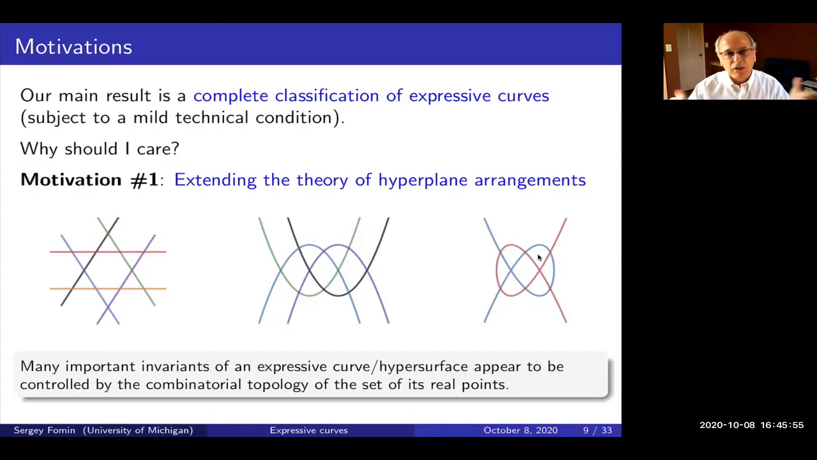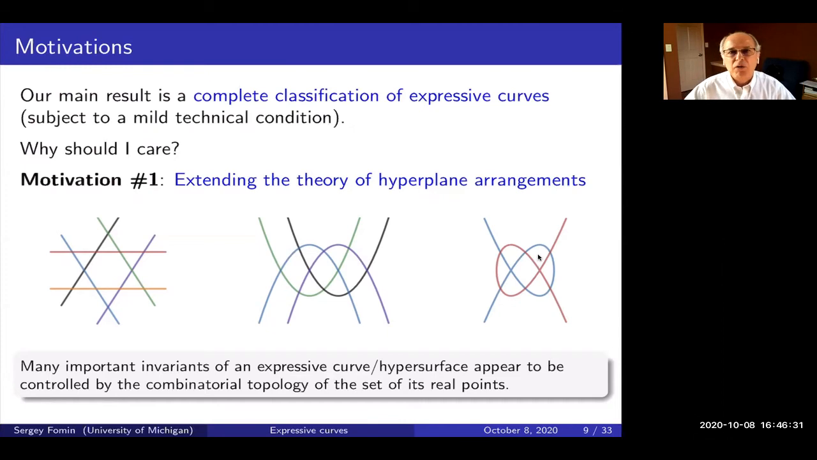It is kind of a classical subject by now. You can recover information about the complexification, about the topology of the complement of the complexified arrangement, things like that. So somehow, it's well known that the real story tells you a lot about the complex story. And the idea is that this is actually true not just for hyperplane arrangements, which by the way, all are expressive.